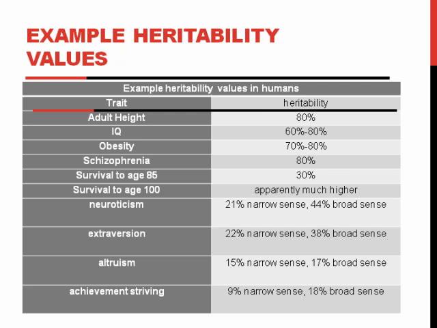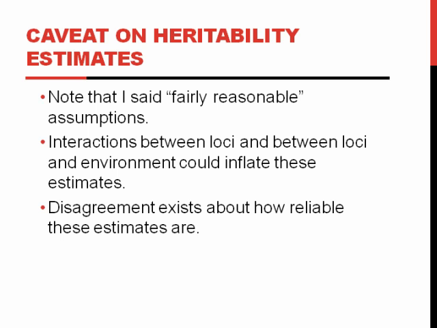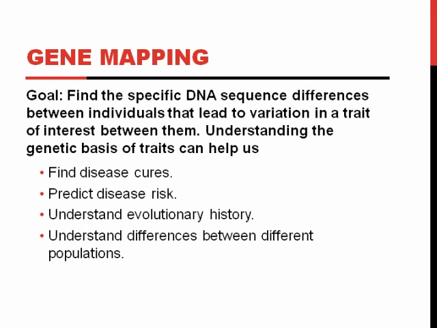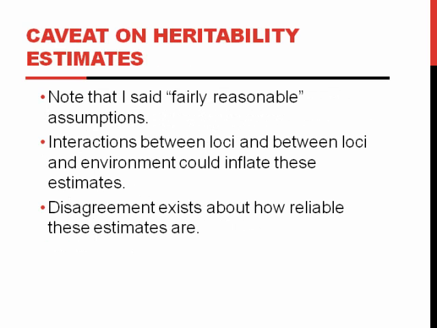So this, to some degree, quantifies that question about nature versus nurture. That is, we have exact estimates here saying that 80% of height is genetic, or 60 to 80% of IQ is genetic. Now, there are some caveats here. And one of the caveats is, if you remember back when I said we can do some math and get this heritability estimate, I said under some fairly reasonable assumptions.